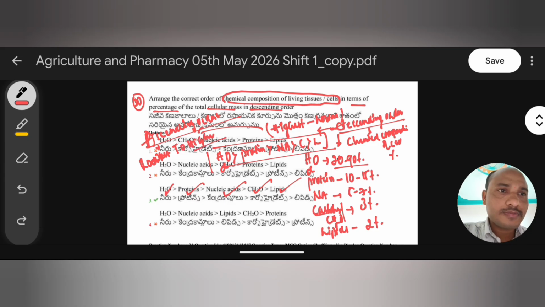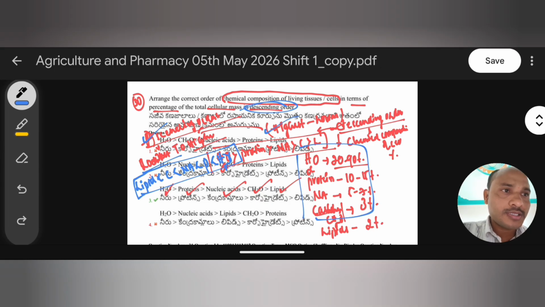For example, for this we have it like this. The lowest composition is lipids, then lipid is less than carbohydrate, then carbohydrate is less than nucleic acid, then nucleic acid is less than protein, which is less than water. That sequence will be there if the question asks for ascending order. But in this question descending order is given, so we have to choose the sequence from highest to lowest. So this is the right answer.